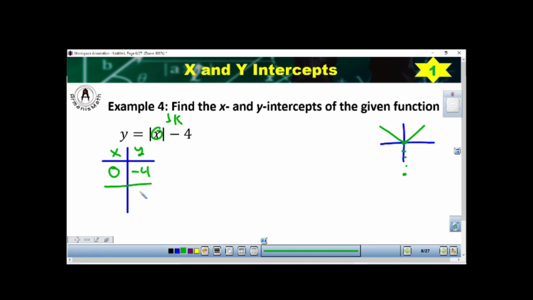What if I put 0 for y? Well, let's put 0 for y. So let's do it here. If I put 0 for y, it's going to be 0 equals the absolute value of x minus 4. Okay, add 4 to both sides. So it's the absolute value of x equals 4. Or again, you could put 4 first and just reverse it because you have an equal sign. Doesn't matter which one you start with. We just usually start with the variable. So again, the absolute value of x is going to be equal to 4.